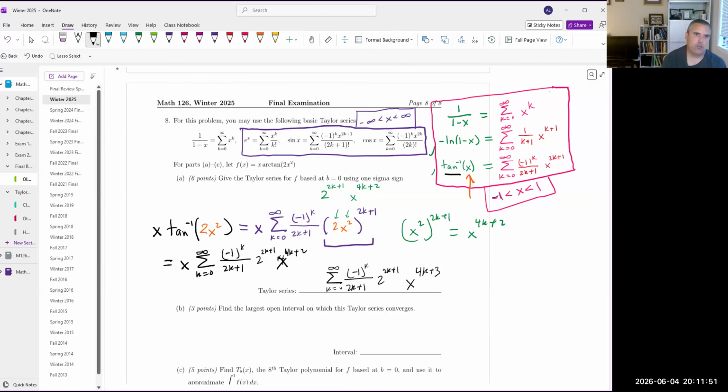Okay, let's do the other parts. The interval of convergence is asking which known series did you use and what did you plug in? So the known series I used was the arctangent, and the thing I plugged in was 2x squared.